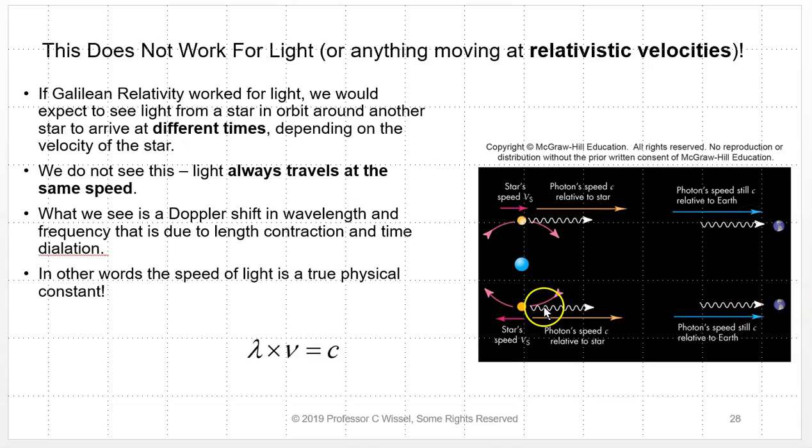When instead the other star is receding from the Earth in its orbit, we'd expect the speed of light here to be measured as something less than 3 times 10 to the 8th meters per second. We never see either one of those things. The light is always traveling at the same speed, 3 times 10 to the 8th meters per second. What we see instead is a Doppler shift in wavelength and frequency that is due to length contraction and time dilation. In other words, the speed of light is a true physical constant.